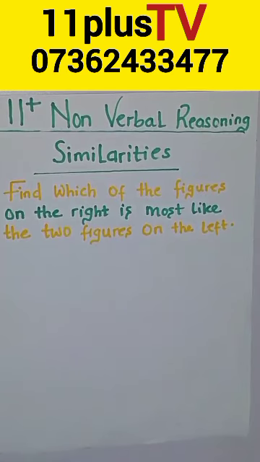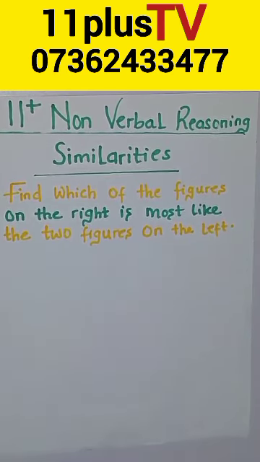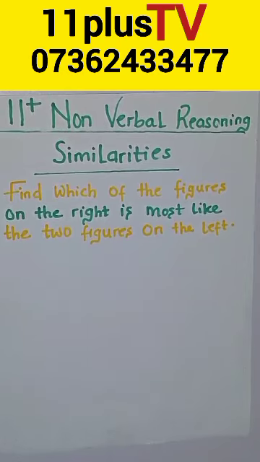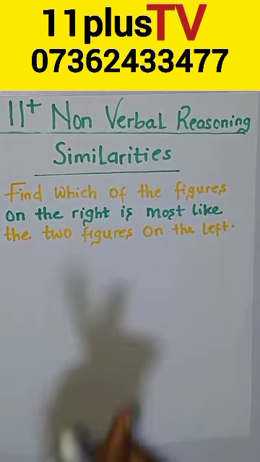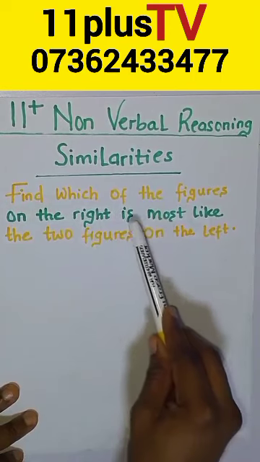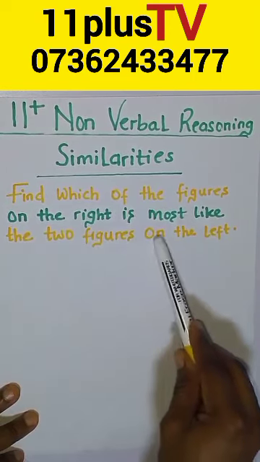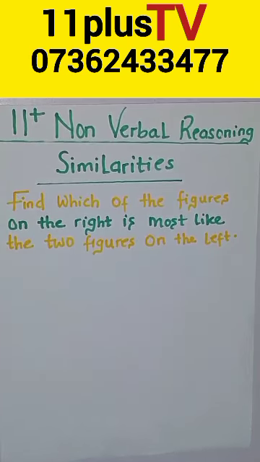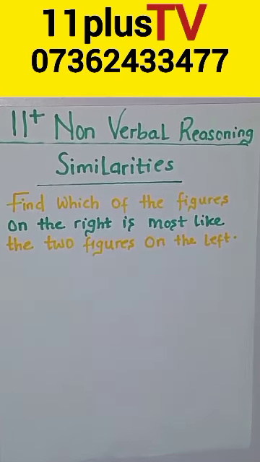In our previous class, I explained how to get the figure that is similar to the other two or three figures on the left. Now the instruction is that you find which of the figures on the right is more like the two figures on the left. Ignore the differences and look for the common features of the two shapes on the left in order to get your answer, and you should use the elimination method. It makes you work faster and accurately.